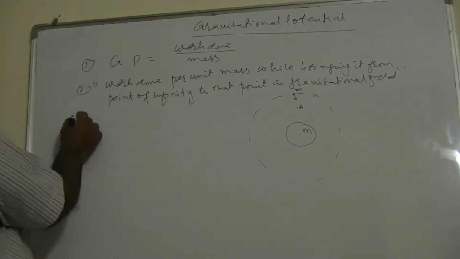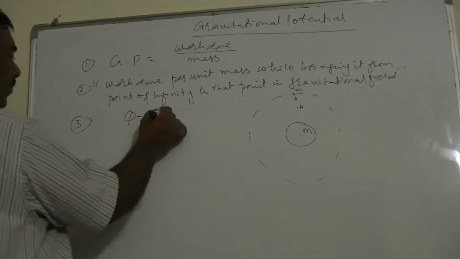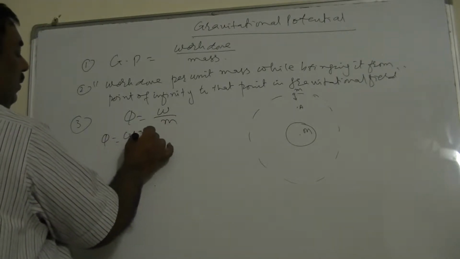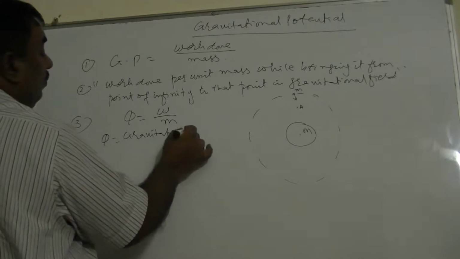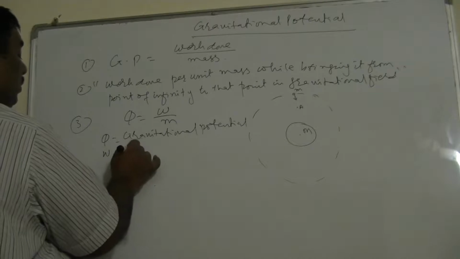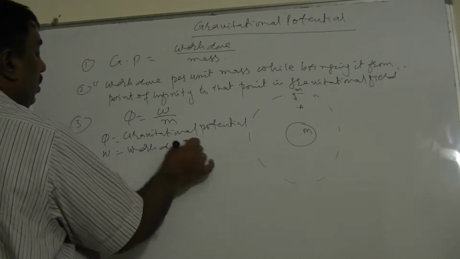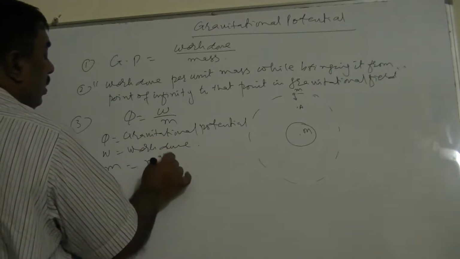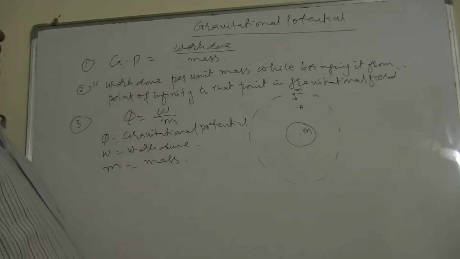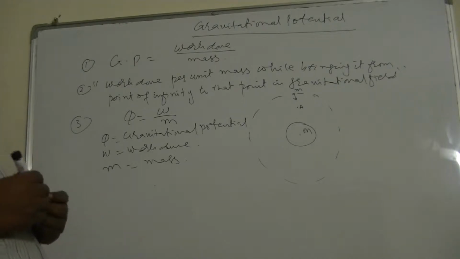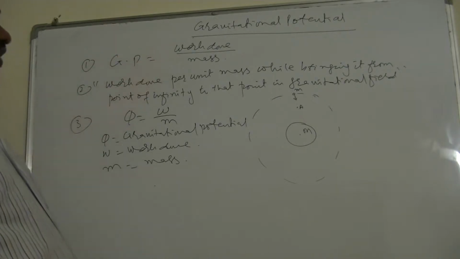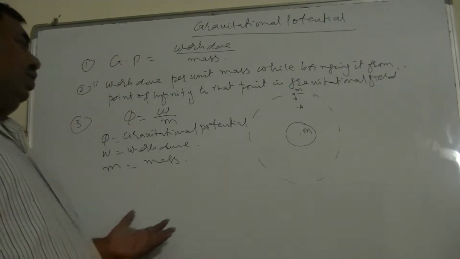And the third definition, in mathematical language, I can say phi is equal to W upon m. Phi is gravitational potential, W is work done, and m is mass. So I can always say work done per unit mass. These all definitions are the same. The definition is very important. We should prefer this definition, but this is also okay. Examiners do recognize this definition also, work done upon mass. Very simple. So this is the definition.